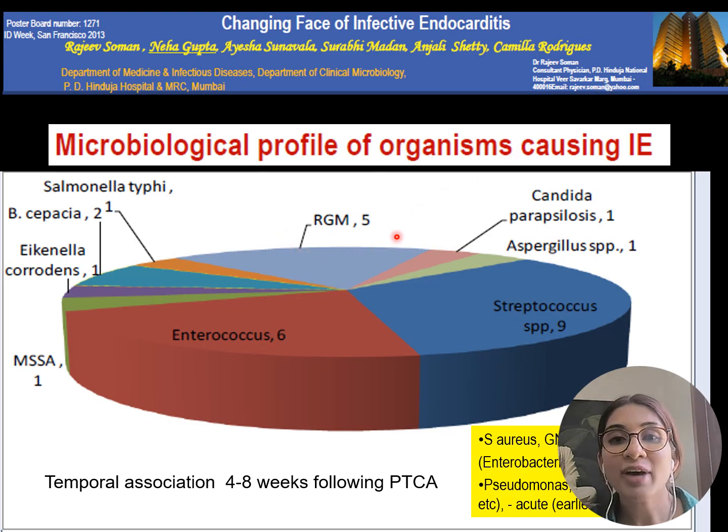So we had close to 5 cases of rapidly growing mycobacteria, and it's important to note that the temporal onset of symptoms was 4 to 8 weeks following the PTCA, which is different from the other typical pathogens associated with endocarditis or even stent-related endarteritis, like Staph aureus, gram-negative bacteria, Enterobacteriaceae, and Pseudomonas. They will have a more acute or rapid onset following the procedure, but NTM infections usually present a little later.